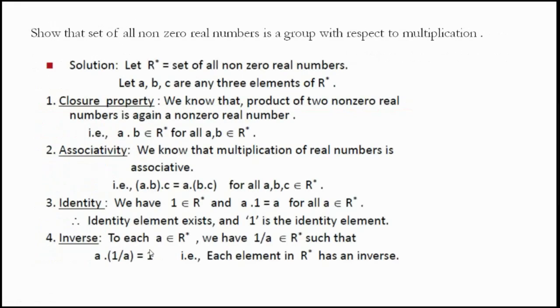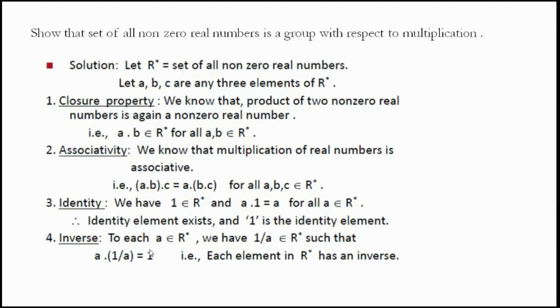Here are some questions. Show that the set of all non-zero real numbers is a group with respect to multiplication. Now go for the closure property, associativity, identity, inverse. Let R star be the set of non-zero real numbers. Let A, B, C be any three elements of R star. Closure property: we know that the product of two non-zero real numbers is again a non-zero real number. So if you perform the product of A and B, where A and B are two non-zero real numbers, automatically the resultant will also fall under the same set.